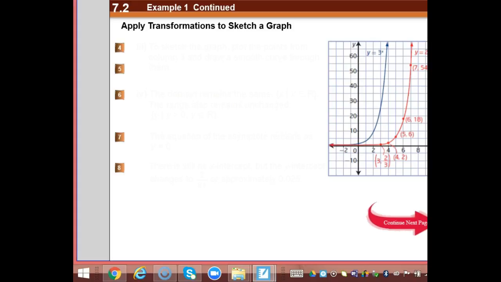And then the question said something about finding the domain, range, equation of horizontal asymptote, and intercepts. So the domain for this one is what? It still looks like it goes on and on and on. So x is an element of the real numbers. The range still looks like what for this one? Y is greater than 0, because it never goes into the negative and then it cruises up.